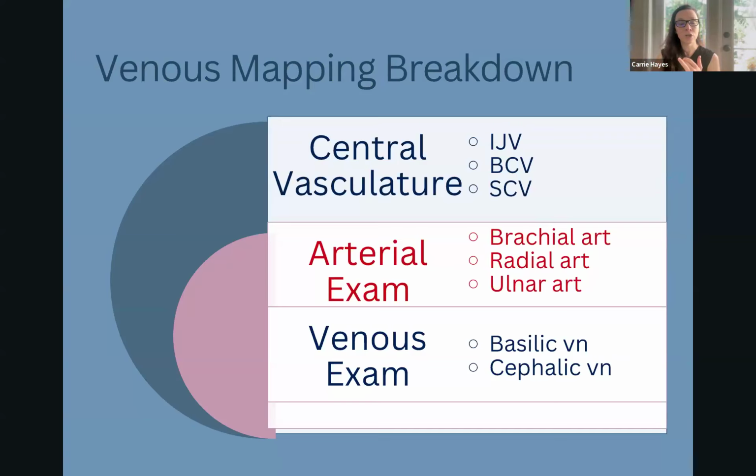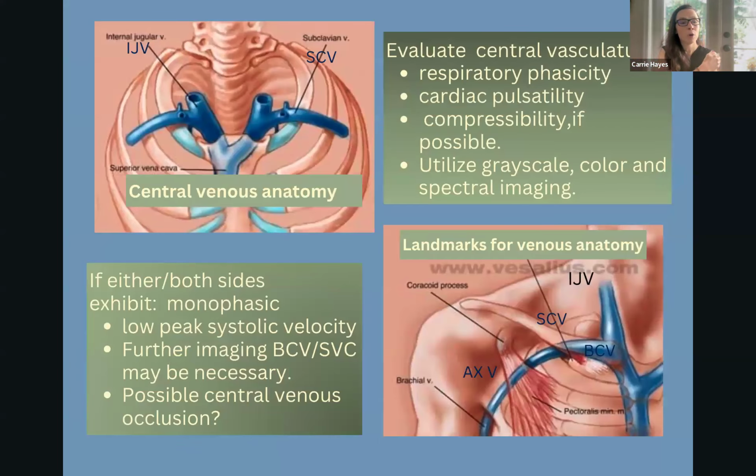So the internal jugular, the brachiocephalic, the subclavian for central vasculature; arterially, the brachial, radial, and ulnar; for venous, basilic and cephalic. When we're looking at central vasculature, we're looking for respiratory phasicity, cardiac pulsatility, and compressibility where you can, utilizing grayscale, color, and spectral. But when you're doing this scan, if you see changes in the waveforms, and you guys have heard quite a few lectures about what these waveforms should look like.